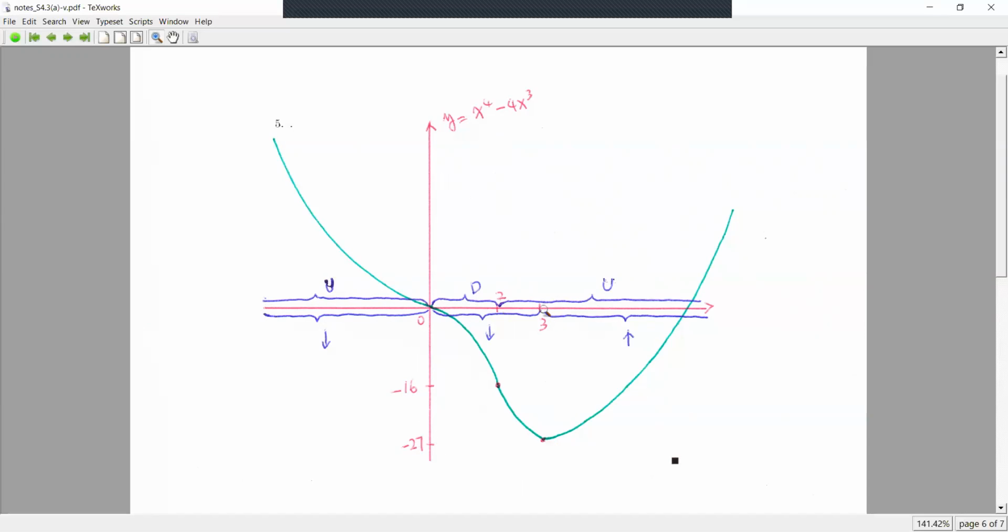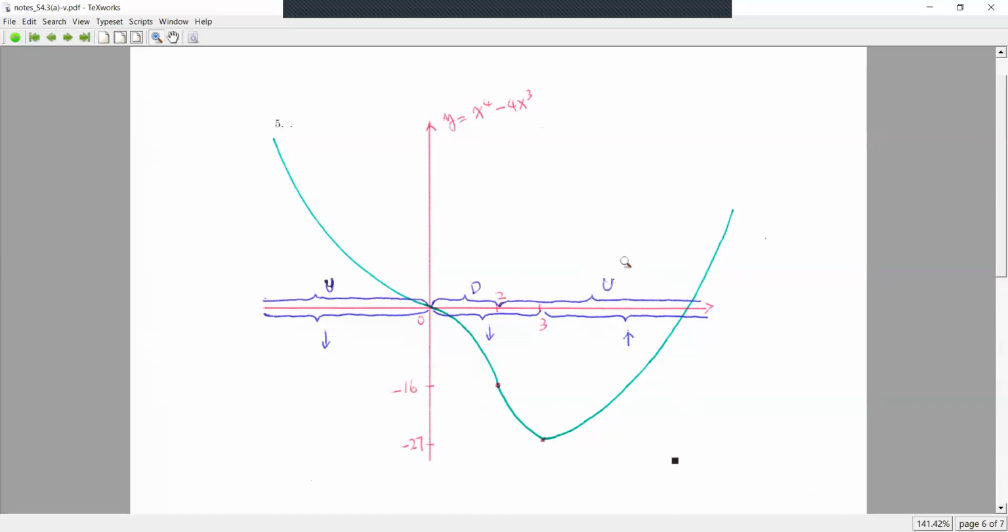Now, the last piece of the graph, from 3 to positive infinity. The graph is a concave arc, increasing. Starting at this point, draw a curve, concave arc, and increasing. So this is the graph of this function.